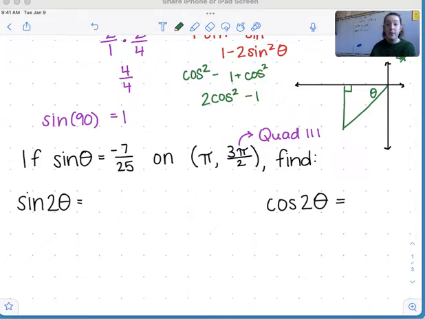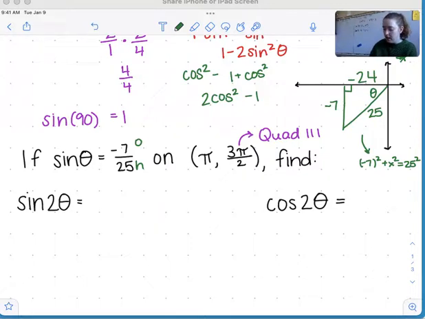Now sine, remember with the SOHCAHTOA kind of stuff, is opposite over hypotenuse, right? So that means this side is negative 7. Our hypotenuse is 25 because the hypotenuse is always positive. If we do the Pythagorean theorem, negative 7 squared plus x squared equals 25 squared, we're going to end up with 24 for this length over here. But since we're in the third quadrant and we're going to the left, that means that 24 is negative.